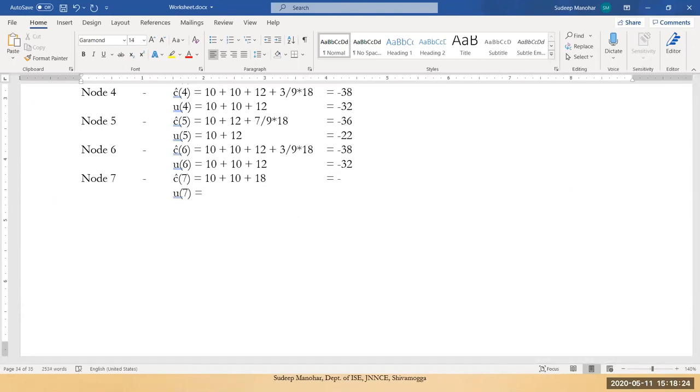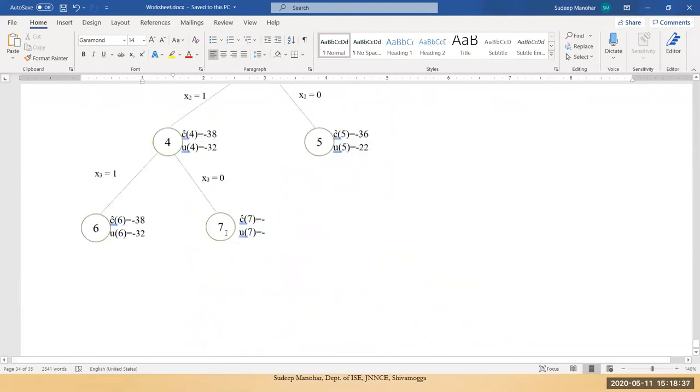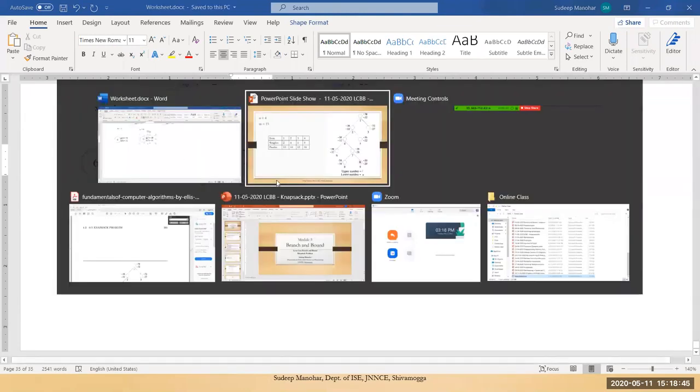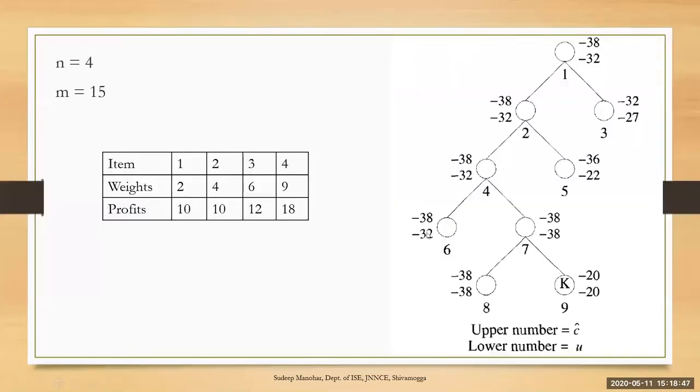Is equal to minus 38. So this is also same. With fraction, without fraction, both are same here. It is also minus 38. Now, note 6 and 7, we have calculated, we have got these values. We'll verify once. 38, 32, 38, 38. So we have got the right answer for this.